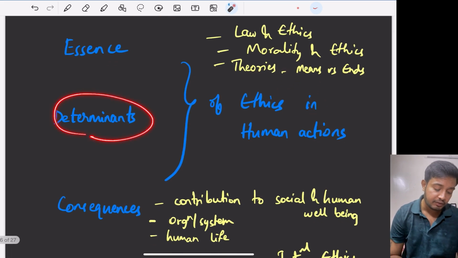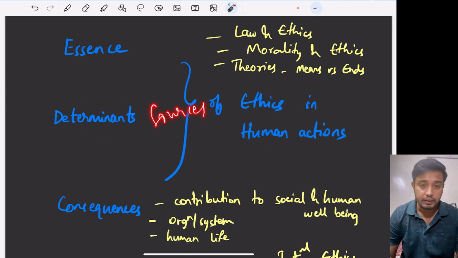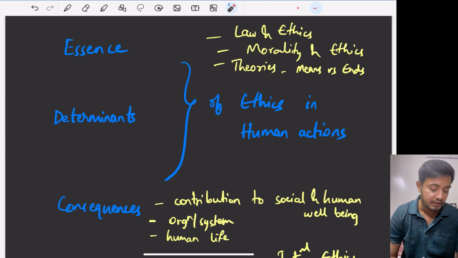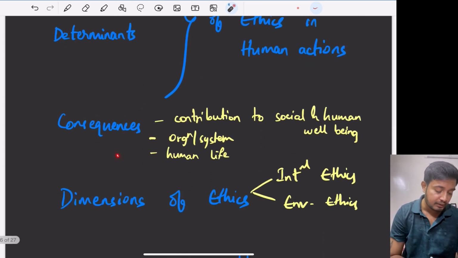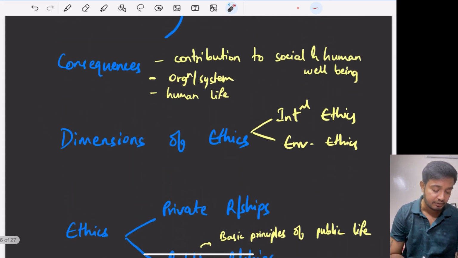Basically, determinants of ethics in human actions comes from what are the sources of ethics, from where individuals learn various aspects of ethics, and what are its determinants. How can an action be determined whether it is ethical or not? What comes into play? Its sources come into play. The circumstance or the situation comes into play. The means employed come into play. The outcome derived also comes into play. These all come under the determinants part. And again, from the syllabus part, these are the consequences, dimensions, and private and public. And this I'll be dealing with in the next video.